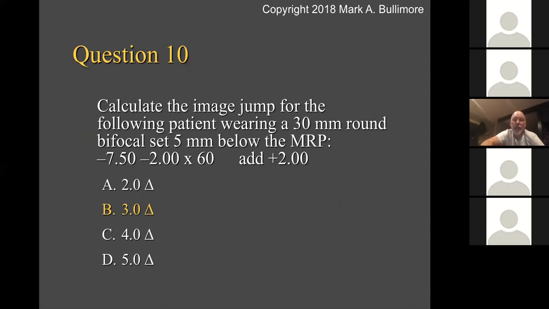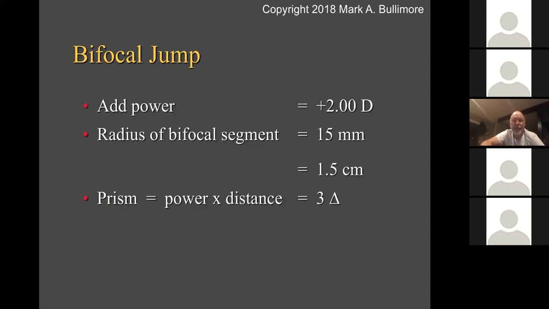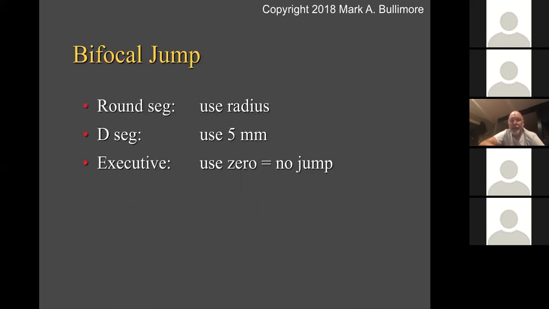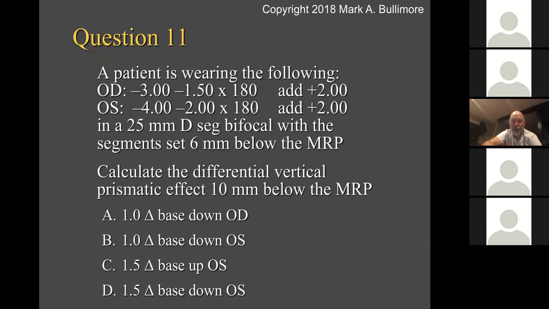Okay, moving swiftly along again. If we are calculating bifocal jump, for the round seg, we use the radius. For D-seg, we have to remember that the top of the segment is always 5mm from the optical center. So we use 5mm, or better still, 0.5 centimeter. And for an executive, in theory, or according to the boards, you've got no jump, but that may or may not be true in practice. But executives you should still think of as a no jump bifocal.